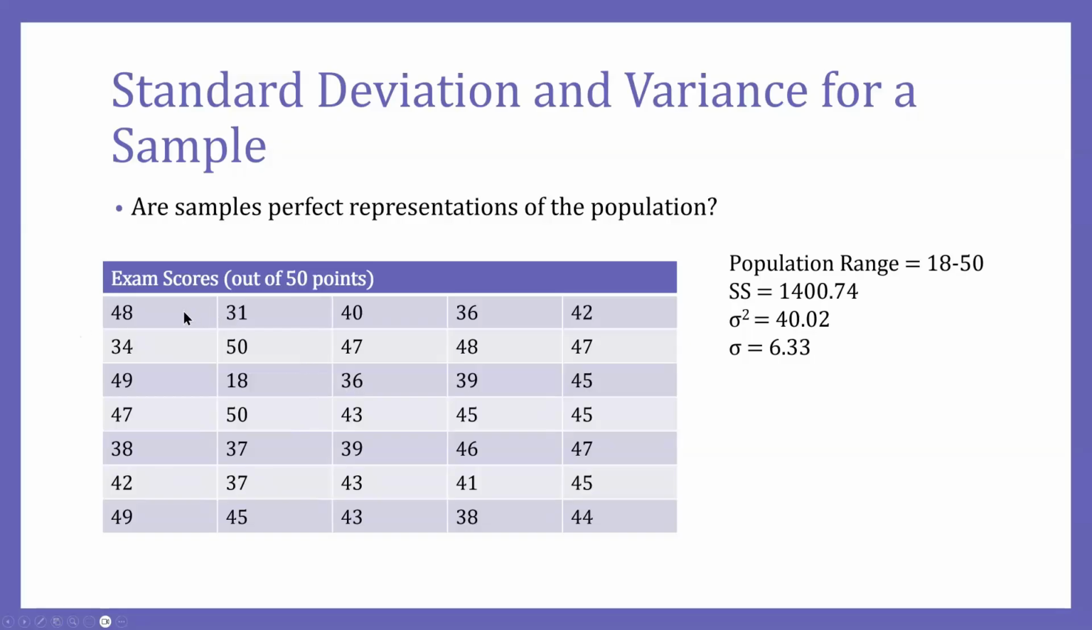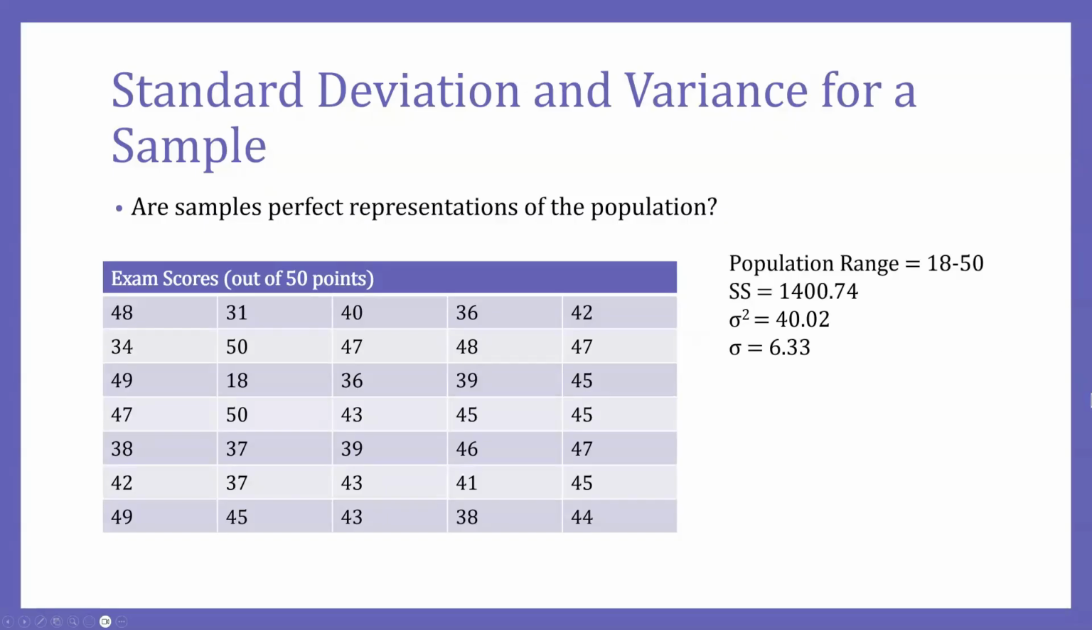Find those deviations, square it. If I were to sum that all up, I would get about 1400.74. Divide that by 35, the total number of scores that I have, and my variance would be 40.2. Take the square root of that, and I should get 6.33. So that's what it would be for the population.